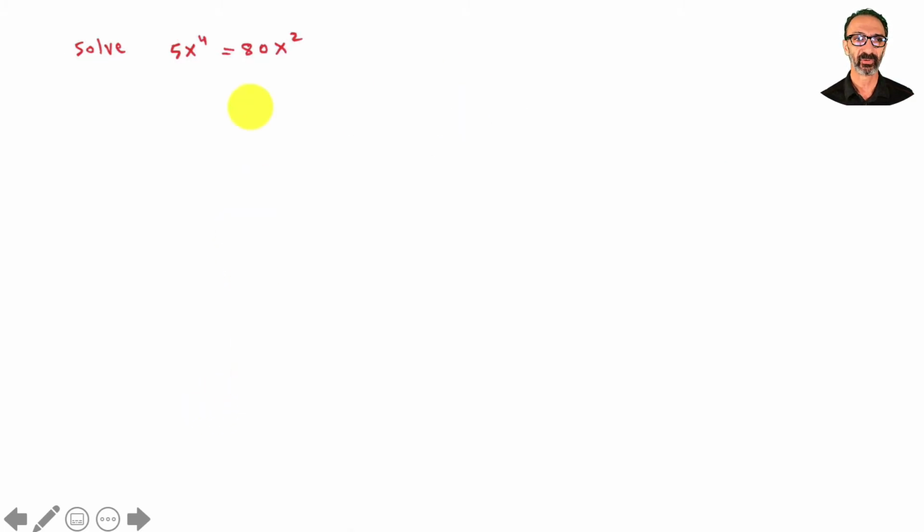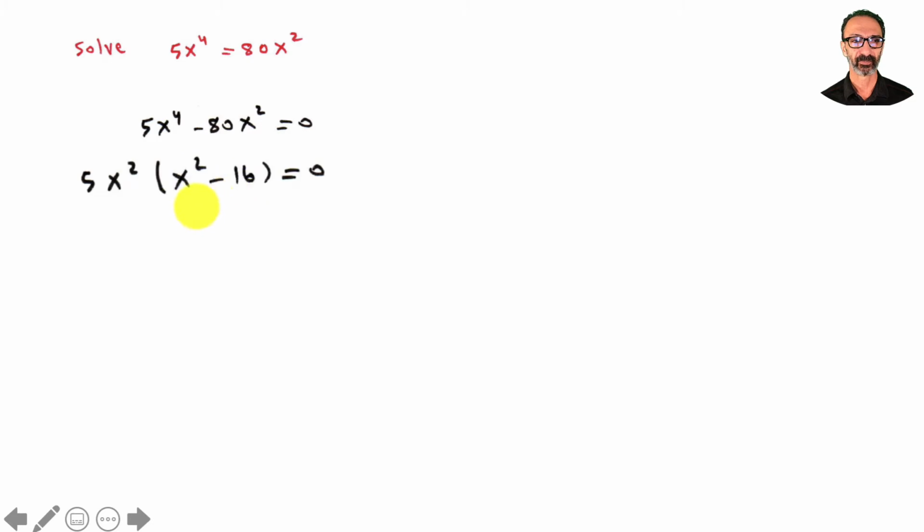5x to the 4th equals 80x to the 2nd. We're going to move x's to one side again. Subtract 80x to the 2nd from both sides. Factor out the common factor, which is a 5 from the numbers, and x to the 2nd from the variables. This is called in math difference between two squares. Looking at this as 4 to the 2nd. Factor it as x minus 4 times x plus 4.